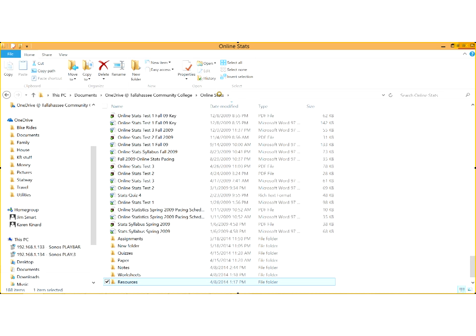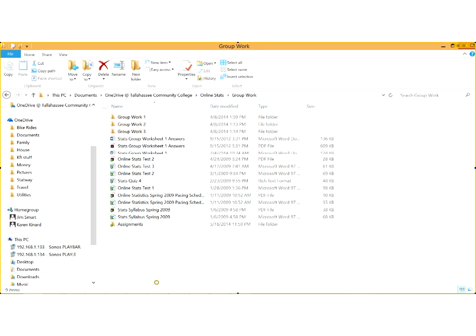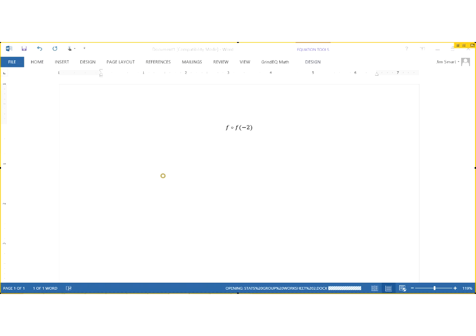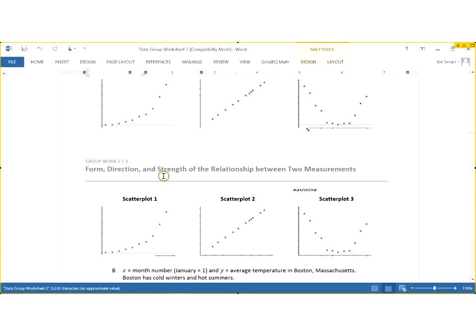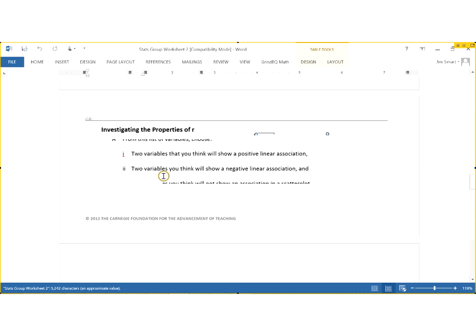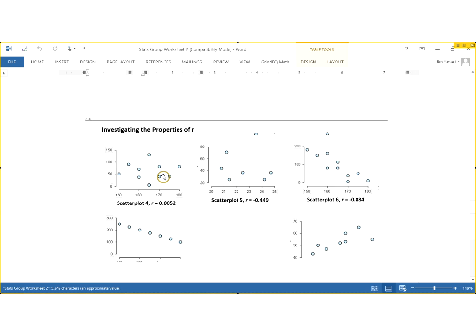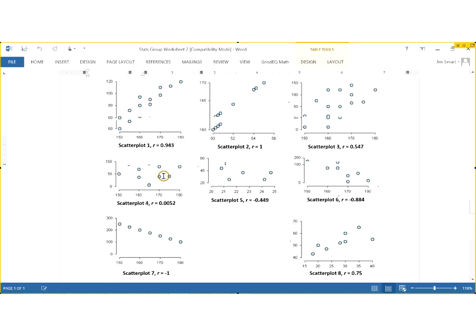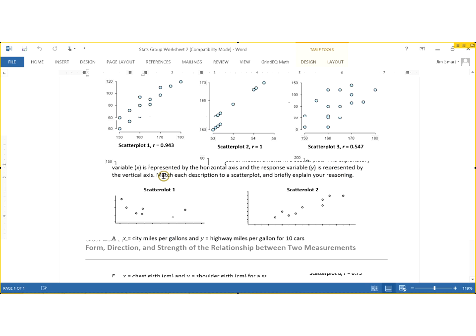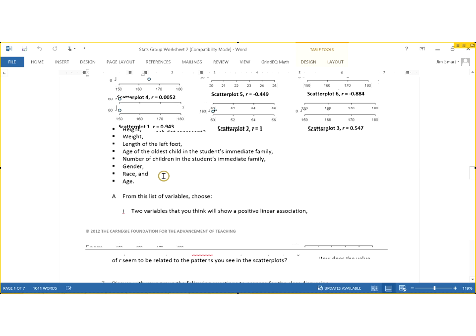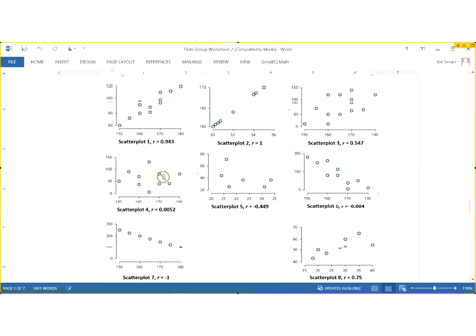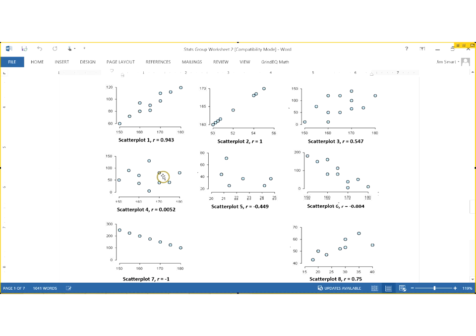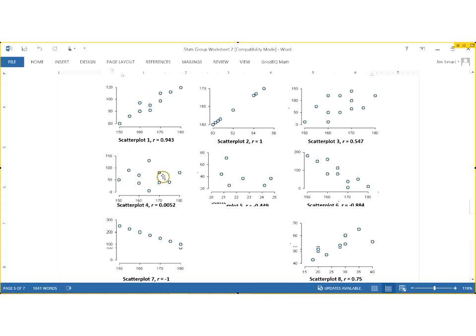See if I can find it. Let's see if it's under... No, not under resources. There's quick look. Let's see if this is it here. Yeah, this is it, I think. Let's go down to right here. Oh, how did I go all the way back up?